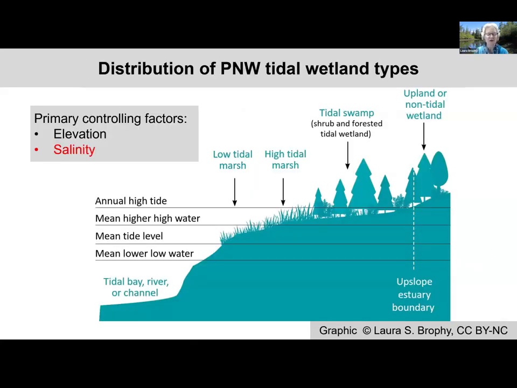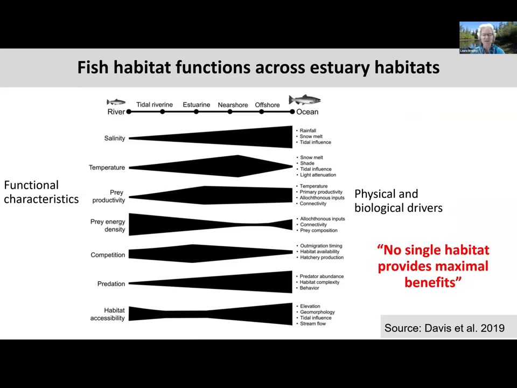No. Okay, so Melanie Davis and Isa Wu and their colleagues created this nice conceptual chart showing the environments that fish experience as they move along this gradient in the Northwest. It's sort of the opposite of what my slide was. It shows the river on the left and the ocean on the right. But they're quantifying conceptually several different functions and characteristics that affect fish habitat.